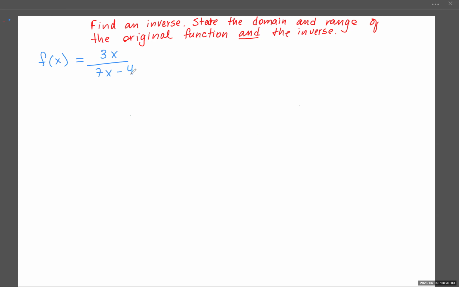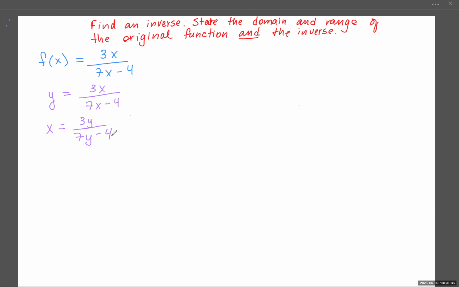In order to find the inverse, we'll go ahead and switch to the standard format. y equals 3x divided by 7x minus 4. Replace the y with the x and the x with a y, so flip-flop x and y. x equals 3y divided by 7y minus 4. Now, we have to solve this equation for y.